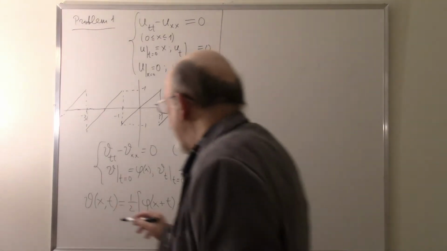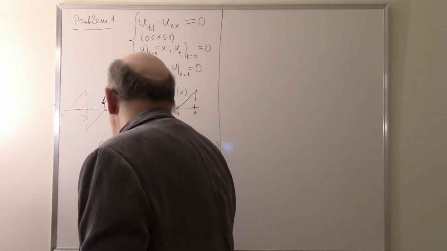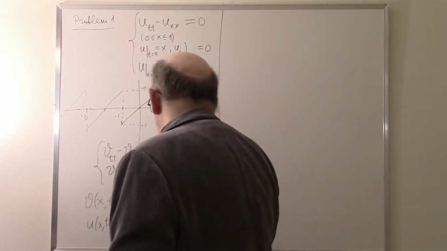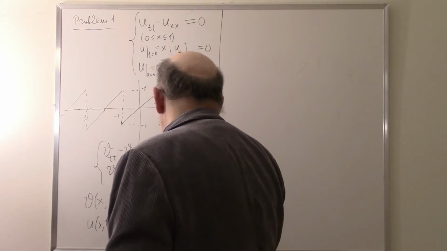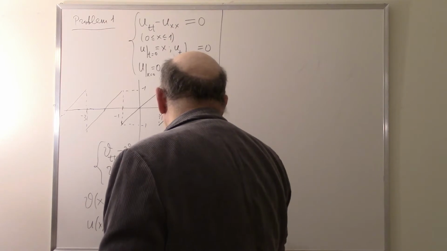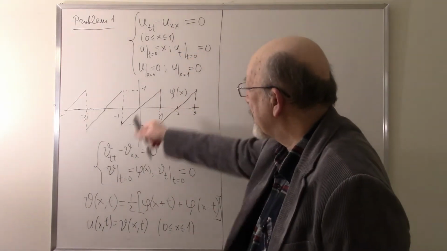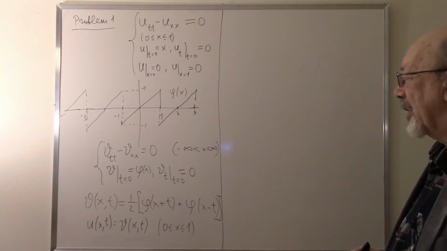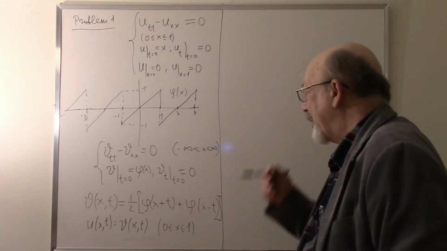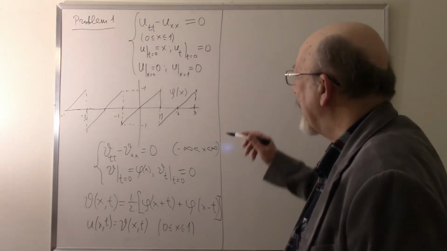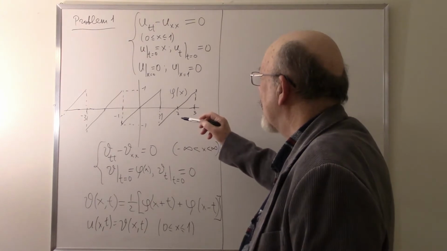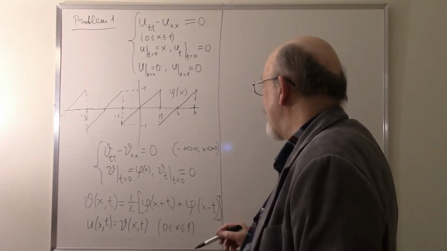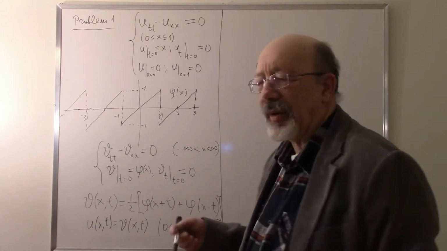And u of x,t equals v of x,t if you consider x between 0 and 1. So just restrict this function v to x between 0 and 1. So this gives us the full solution, but the thing is that we have to find it. It is this formula, but now we have to find what is phi of x minus t, phi of x plus t, what is the formula for them.